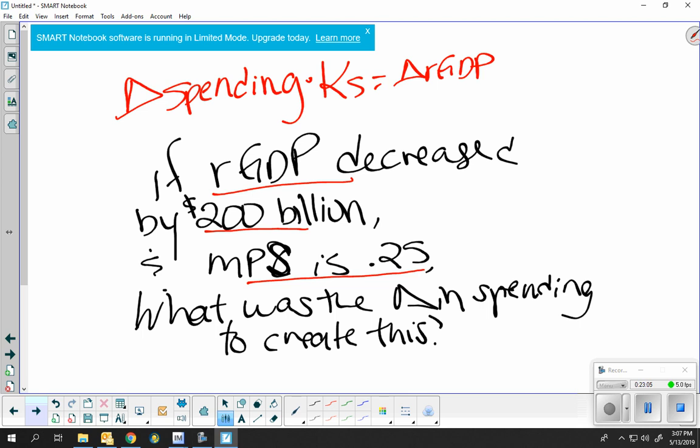Wait, so wouldn't it be negative 50? Okay, so 1 over MPS, which is 1 over 0.75, and that's 4. How is it 4? It's 1 over MPS.